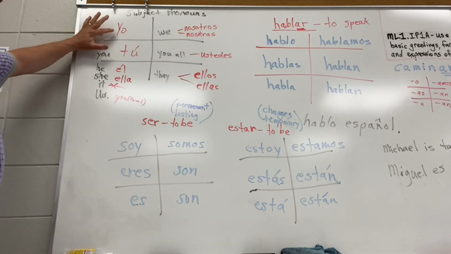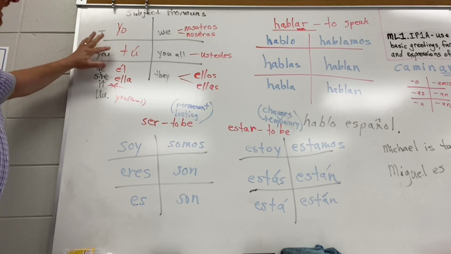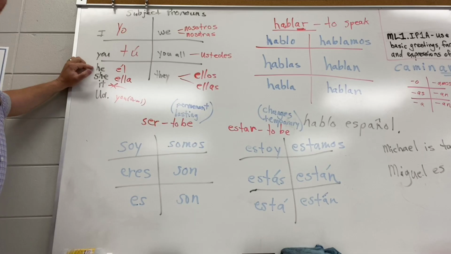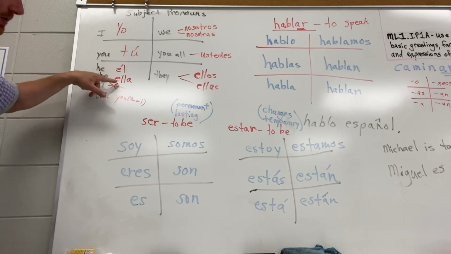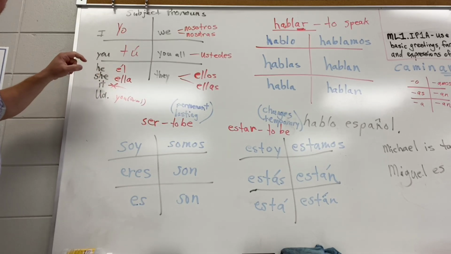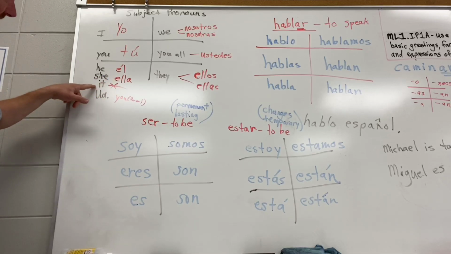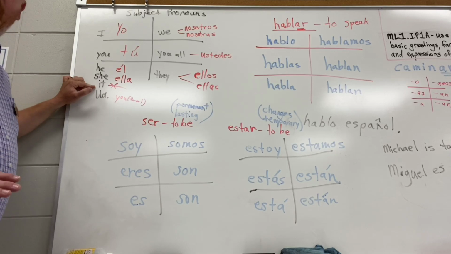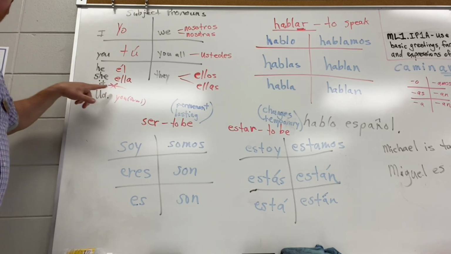For I we have yo, yo. For you we have tú, which is the informal one. And for he we have él with an accent on the e. For she we have ella. Notice ella has a double L and it's pronounced ya. The double L is a ya sound, ella. And then it, of course, since all Spanish nouns are going to have a gender, male or female, we don't have an it in Spanish, so there's no equivalent.